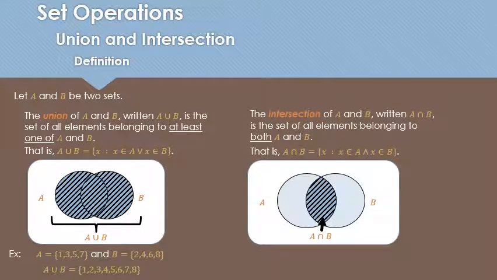Again, there's A and B. The shaded region is A ∩ B. It's the elements which are common to both A and B. An example of this: A is {1, 2, 3, 4, 5, 6, 7}, and B is {7, 9, 1}. Then the intersection would be everything that's common to both of them. So just the elements 1 and 7 are in both sets, and so that's the intersection.